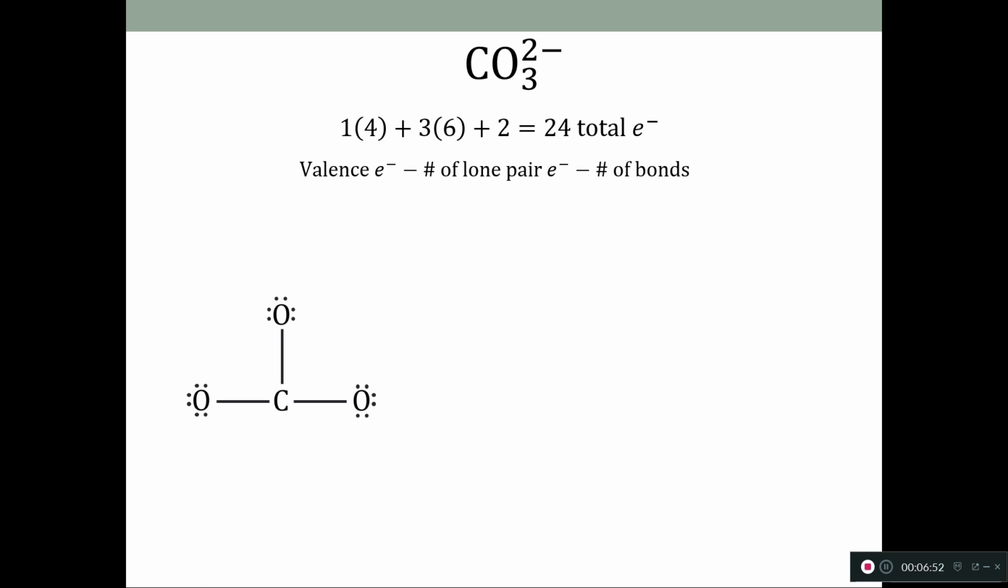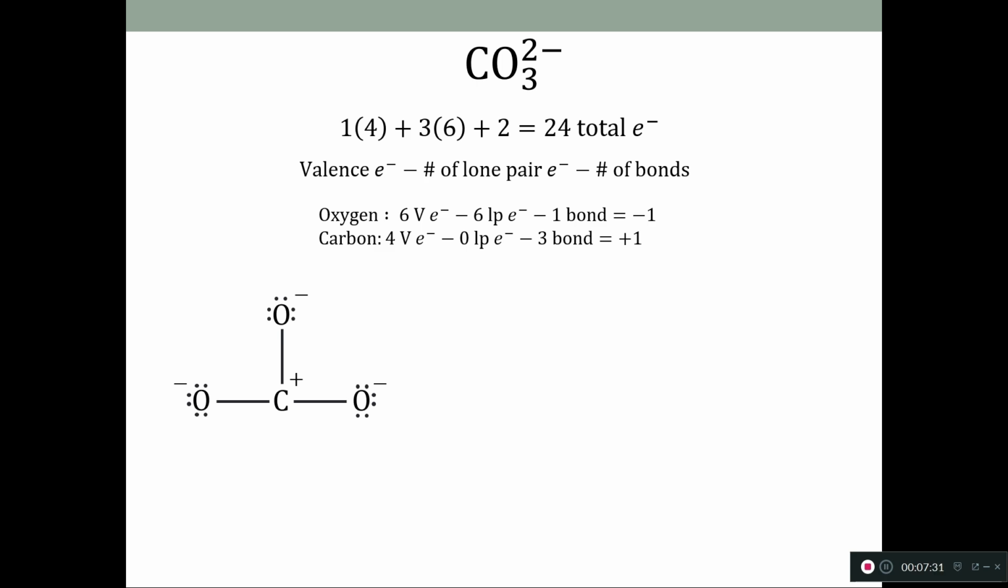So remember, that's the valence electrons minus the number of lone pair electrons minus the number of bonds. So we calculate it this way for each atom. The oxygen has 6 valence electrons when it's neutral. We subtract off the 6 lone pair electrons on each one, and then minus 1 bond, because they each have 1 bond. That gives -1, so they have a charge of -1. The carbon has 4 valence electrons. It has 0 lone pair electrons and 3 bonds. So it has a charge of +1. So we put those charges next to each atom like that.